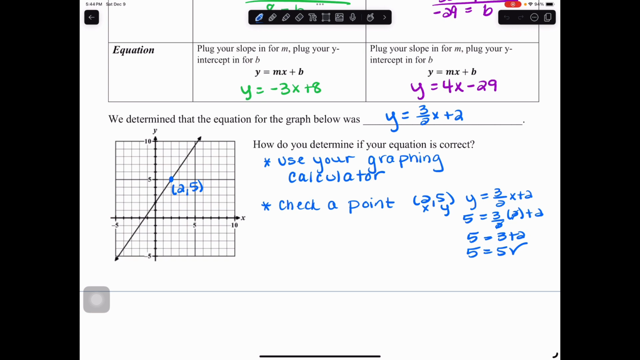So I did an example here for you. I picked the coordinate 2, 5, x is 2, y is 5. I plugged it into the equation and it checked. So that tells me we wrote an equation that properly identifies this. And you can do this with multiple points. So that concludes your lesson on writing the equation of a line, day 1.